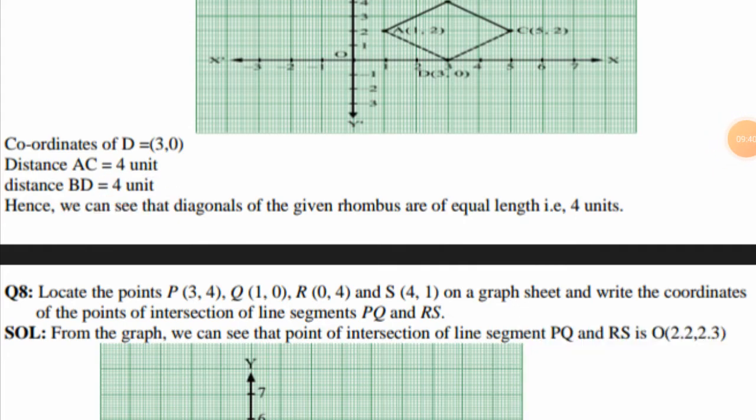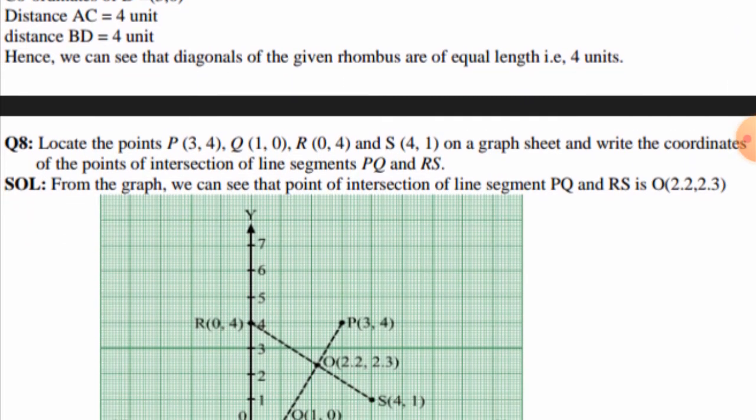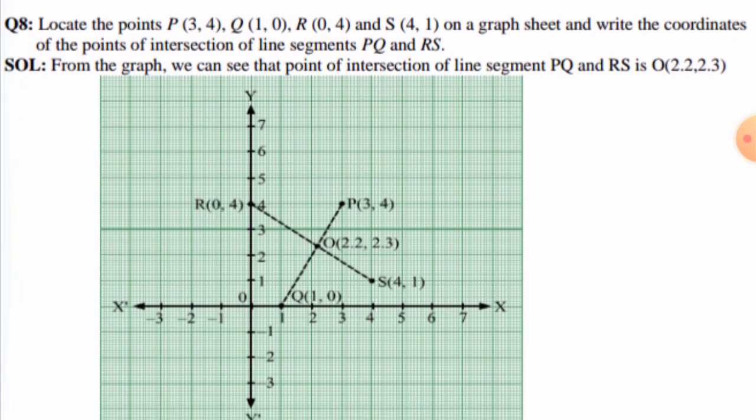Hence we can see that the diagonals of the given rhombus are of equal length, that is 4 units. So here the unit will be 4.